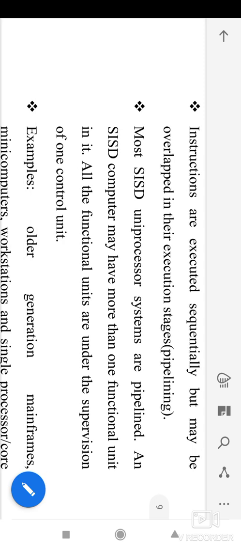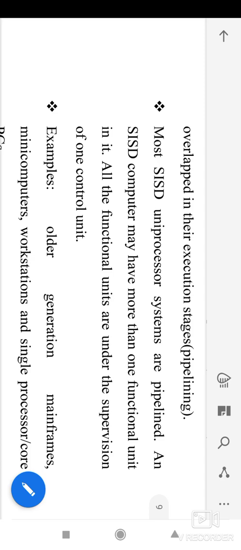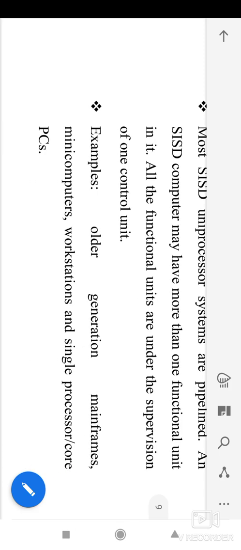So here the instructions are executed sequentially. Okay, then most SISD processors are pipelined. An SISD computer may have more than one functional unit in it. All the functional units are under the supervision of a single control unit. Examples are older generation mainframes, minicomputers, workstations and single processors.